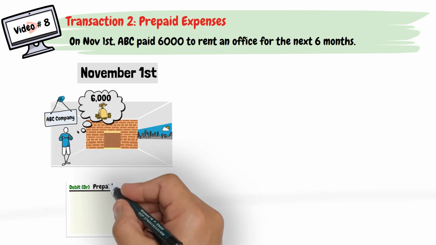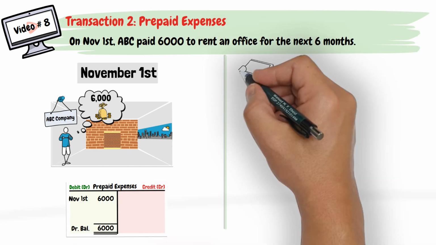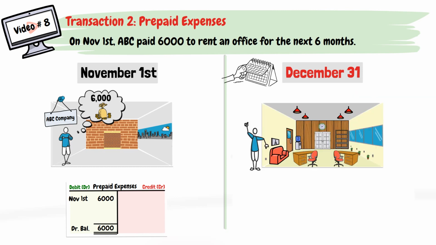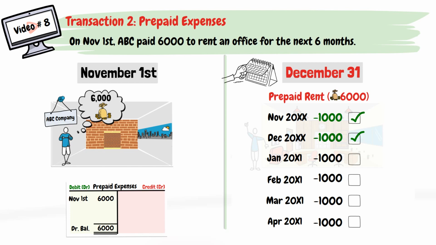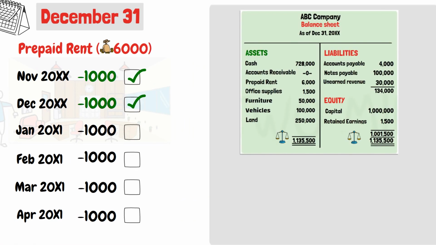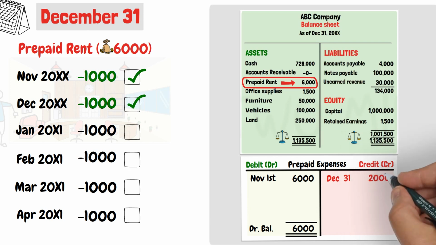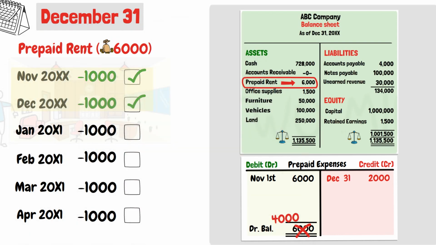The accountant recorded that transaction as prepaid rent on November 1st. On December 31st, the date of preparing the financial statements, the company has already used the office for November and December. However, the balance sheet is still showing a balance of $6,000 as prepaid rent for the full 6 months. So, we should adjust the balance of the prepaid rent on December 31st, to reduce it by the rent of November and December, because ABC Company already used the office during these 2 months.